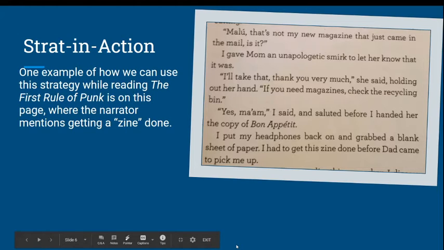So let's look at one example of this strategy. Whenever we see a word that we haven't seen before, for example, in this excerpt of the book, we see the narrator is talking about something called a zine. We're not sure how it's pronounced, and we've never seen this word before. So what we can do is say, okay, let's look for context clues. Maybe the author has hidden some clues around here about what zine means.